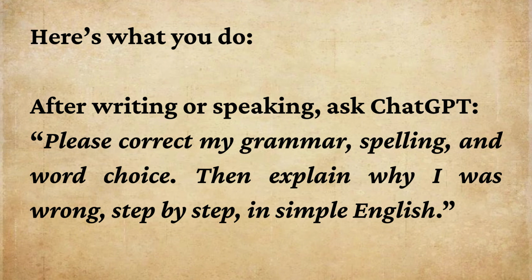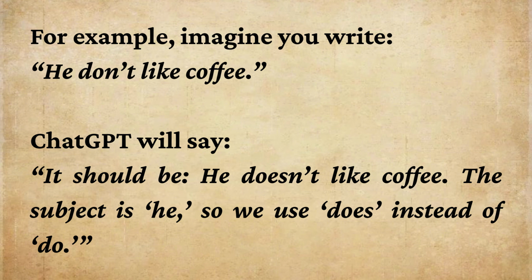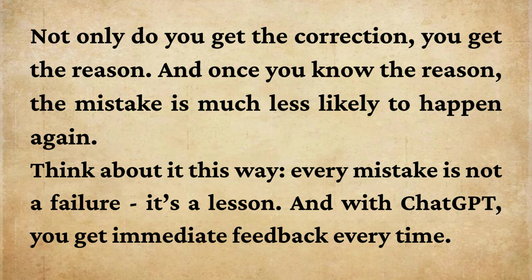Here's what you do. After writing or speaking, ask ChatGPT, "Please correct my grammar, spelling, and word choice. Then explain why I was wrong step by step in simple English." If you don't understand the explanation, say, "Explain again, but make it easier, as if I were a beginner." For example, imagine you write "He don't like coffee." ChatGPT will say, "It should be, he doesn't like coffee. The subject is he, so we use does instead of do." Not only do you get the correction, you get the reason. And once you know the reason, the mistake is much less likely to happen again.